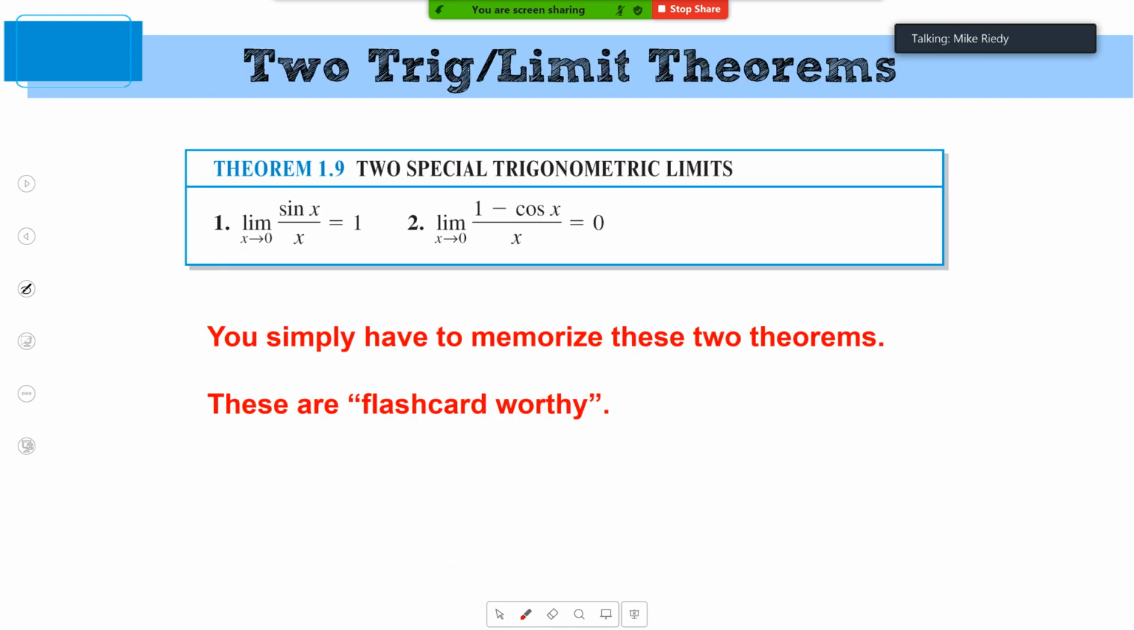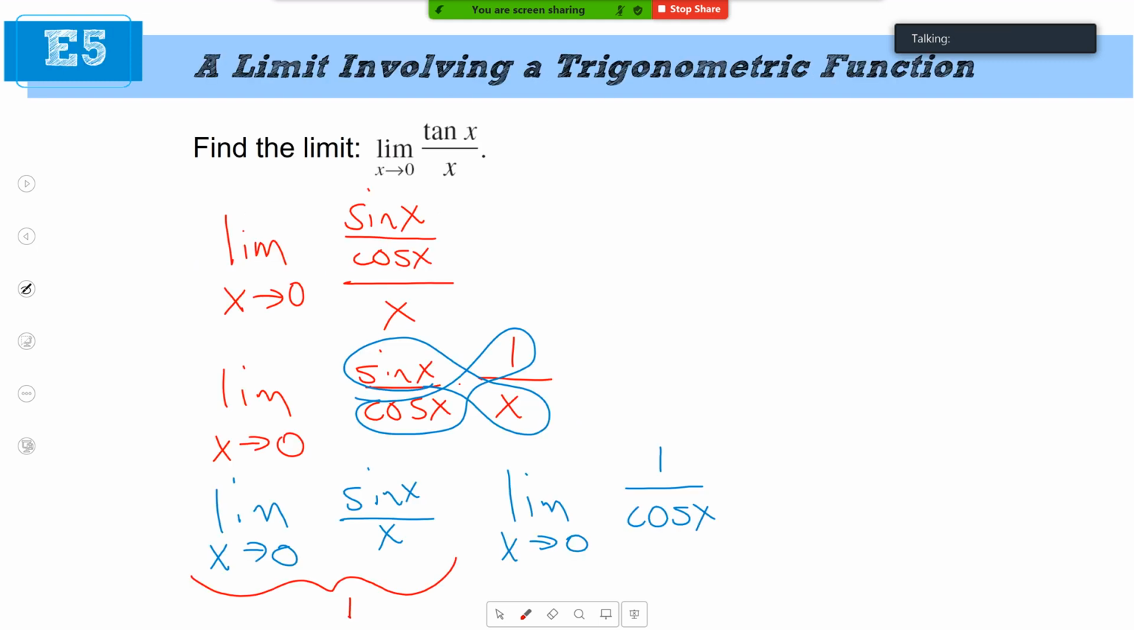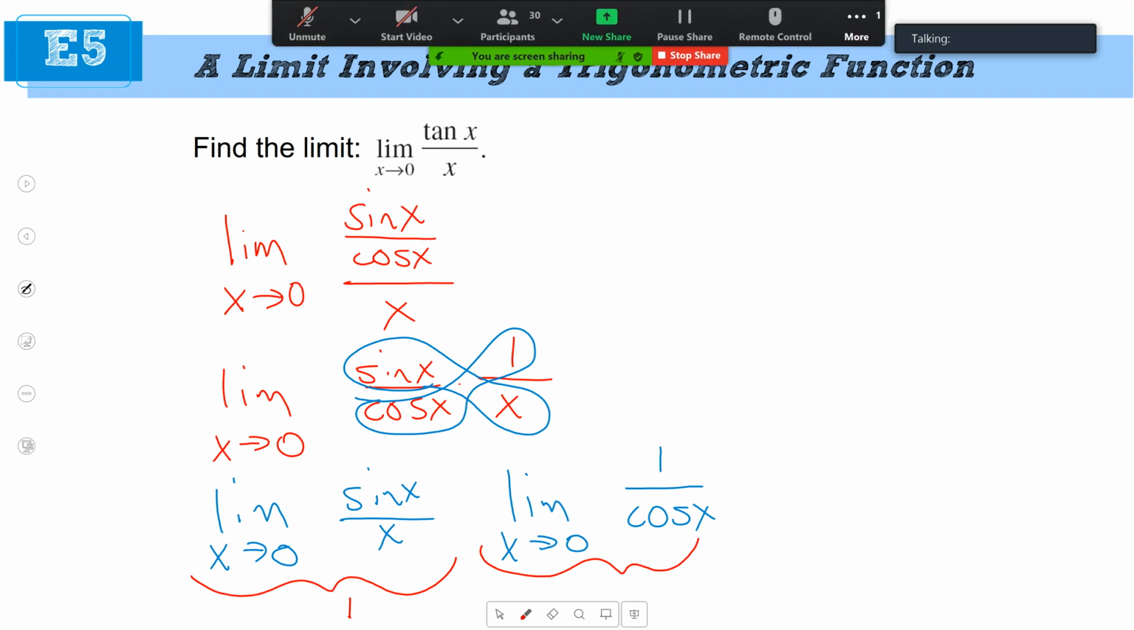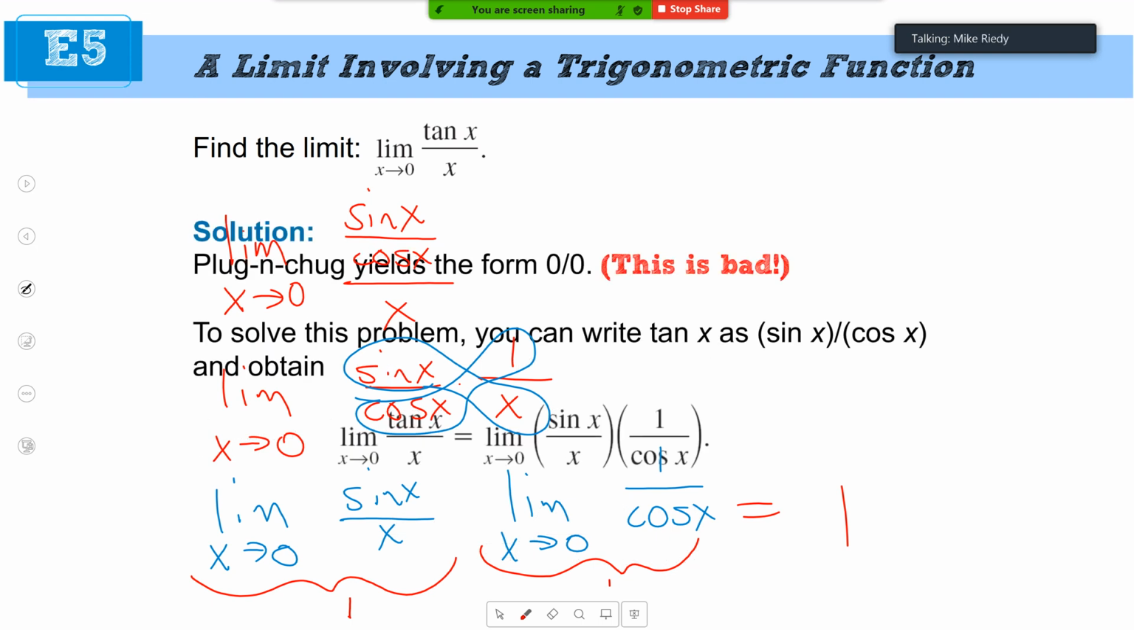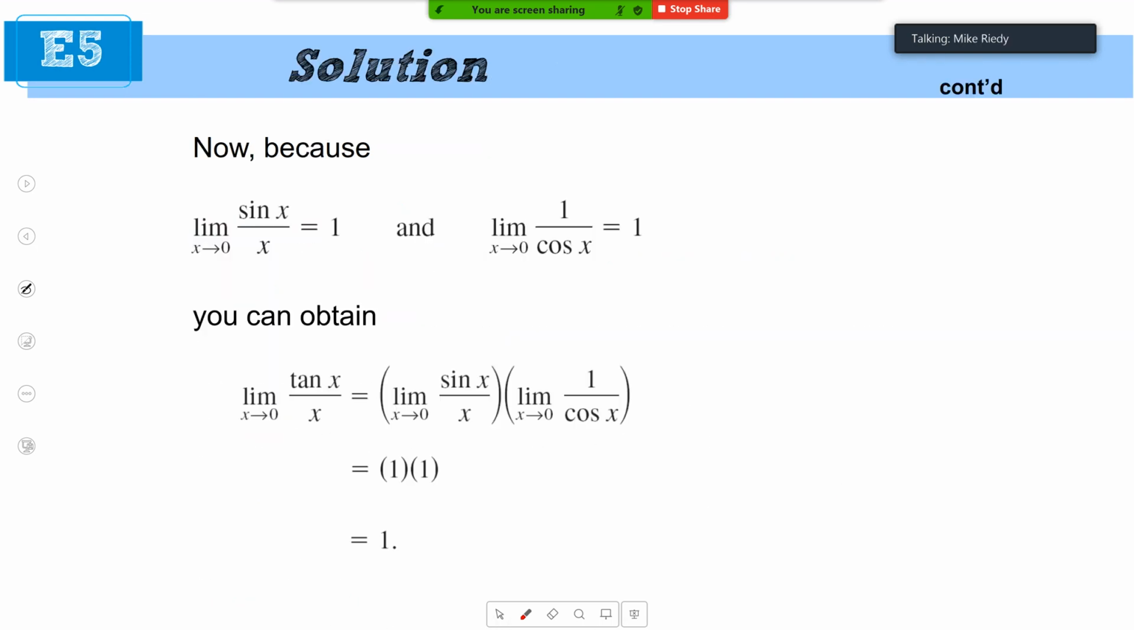First chunk we got on the last slide, it is 1. This, what's the cosine of 0? 1. 1 over 1 is 1. 1 times 1, 1. Okay, easy peasy. How are we doing so far, kids? Okay. Now we're going to talk about, did all that. Great, great.